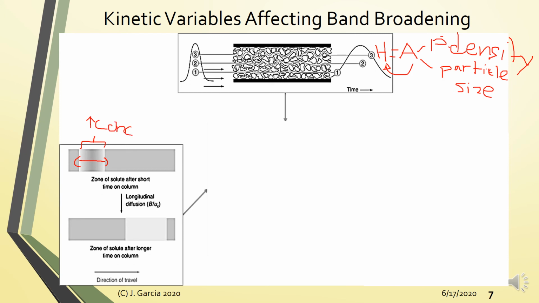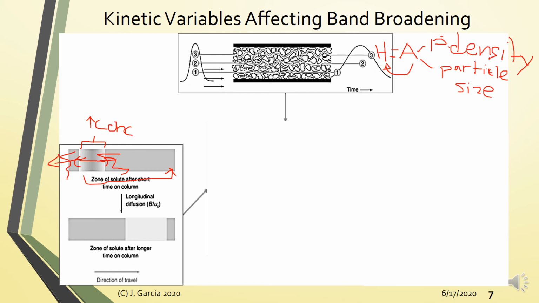Now, as this band travels along this column, what would happen? Remember that the regions on either side of the band are regions where you don't have that particular solute. So, as in Gen Chem, what will happen? This band will actually diffuse or spread along its sides. That's what you refer to as longitudinal diffusion, and that's one of the reasons why your peak spreads, or your band undergoes band spreading.